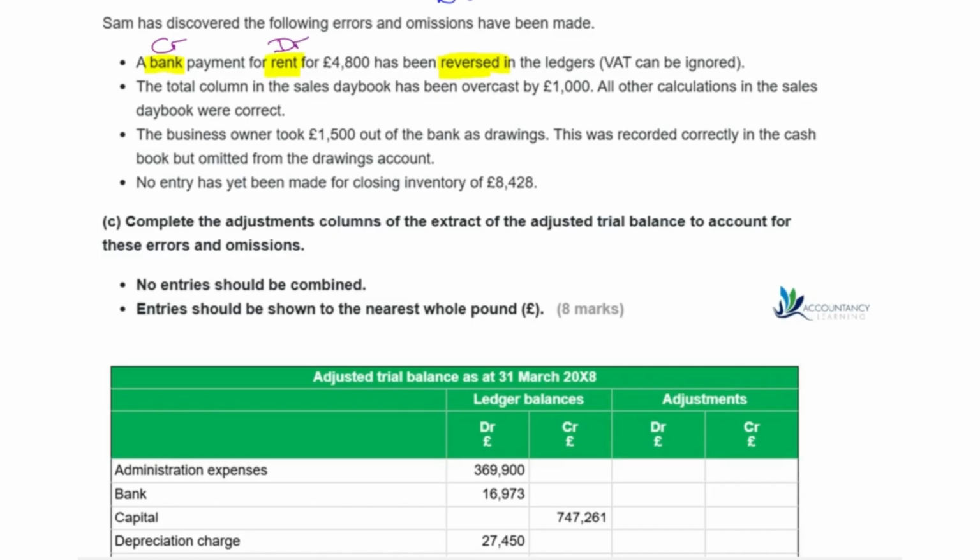So what we need to do, because the bank payment has actually gone through as a credit because it's been reversed and the rent has gone through as a credit, to reverse the incorrect debit in the bank, we're going to need to credit by 4,800, and then we need to credit it again because that first one will net it off to zero, and then we credit again. And the same for the rent. It has been credited, but we need to debit it twice.